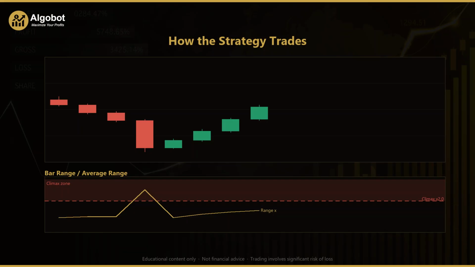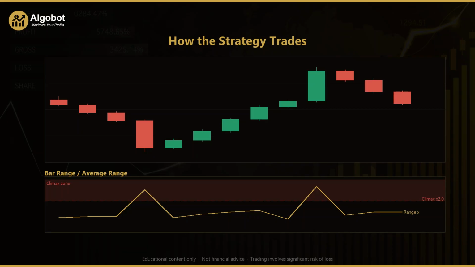Price is sliding lower on the left. Then, at the 4th candle, a huge down bar slams to a fresh low and its range bar leaps to almost 3 times average. That's a selling climax. Notice the strategy does not buy there. It waits. The very next candle fails to make a lower low and closes back up, confirming exhaustion, and that is where the buy entry fires.